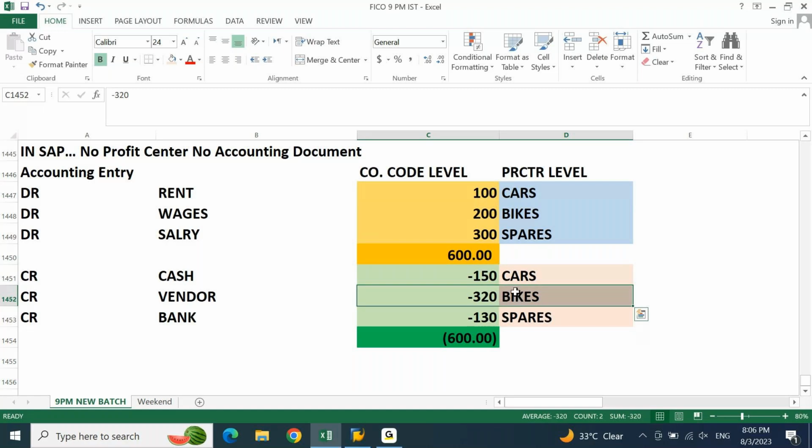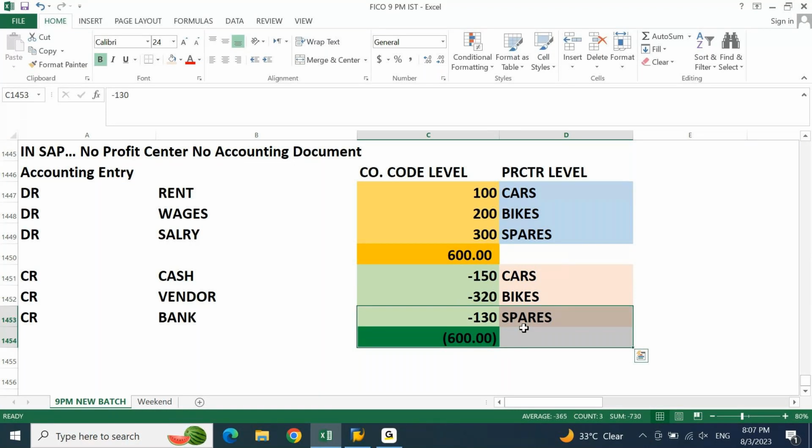And the debit balance in spare is not matching with the credit balance in spare. Now, according to this mapping, the system is not able to make profit center wise zero balance. At each profit center level, if you do a subtotal, it must become zero. Company code level, it should become zero. Point number one. Point number two, at profit center level, it should become zero.